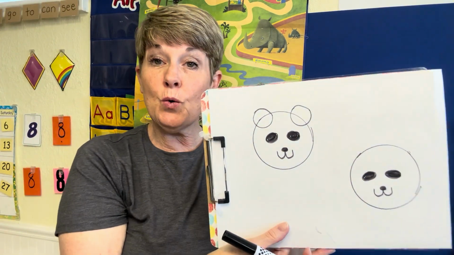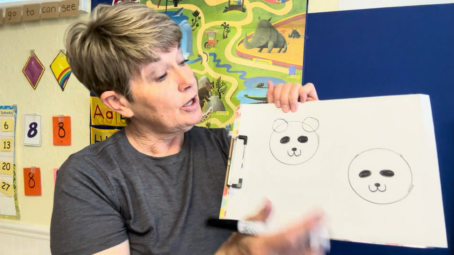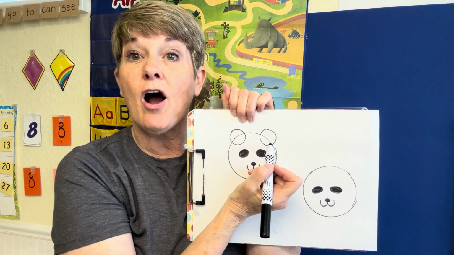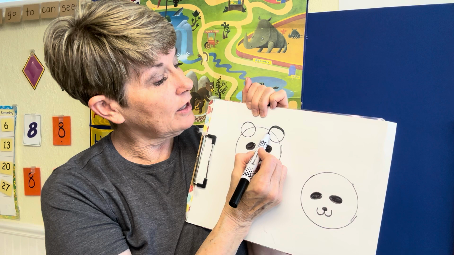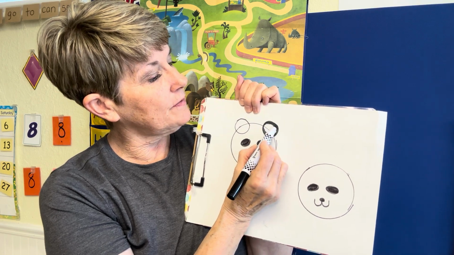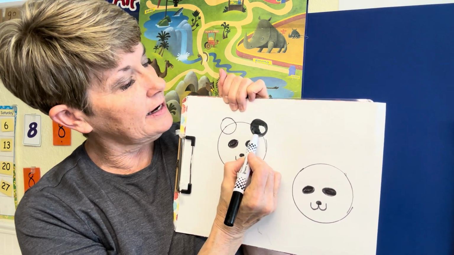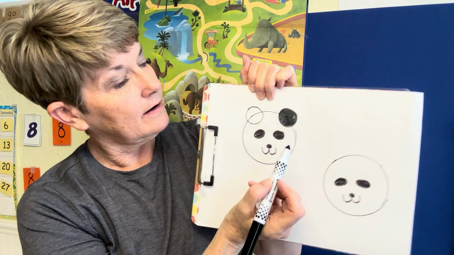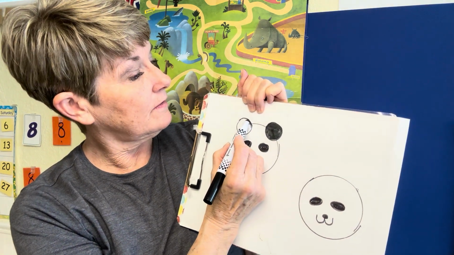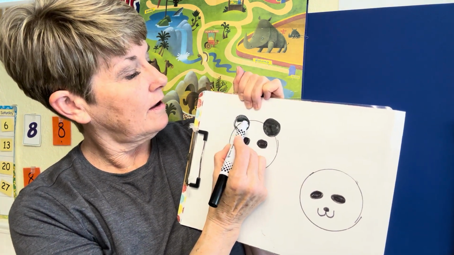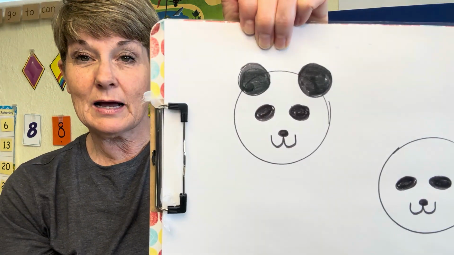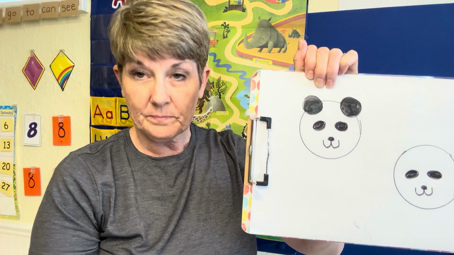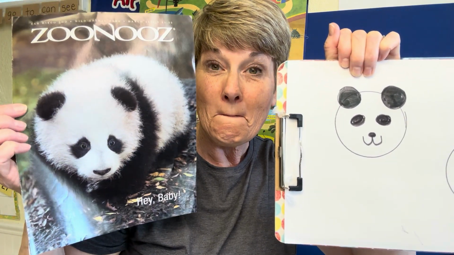Now, if you want to, you could even draw on a black paper and cut it out, and then glue it on. I'm just going to do it this way. And I'm going to color in those ears, and color in those ears. They're kind of tricky. Now, guess what? Look at my panda. That looks pretty good, doesn't it? Does that look like a panda bear?